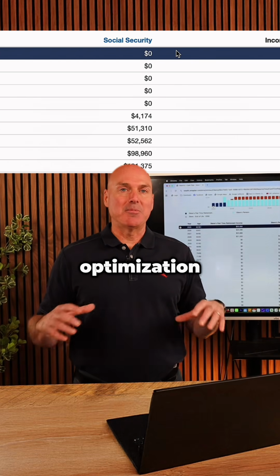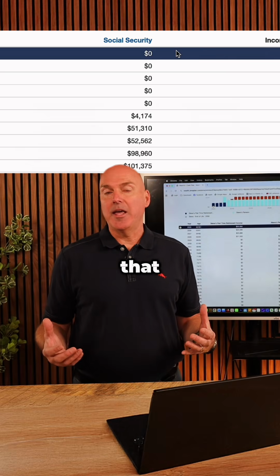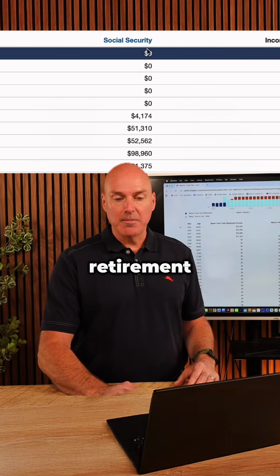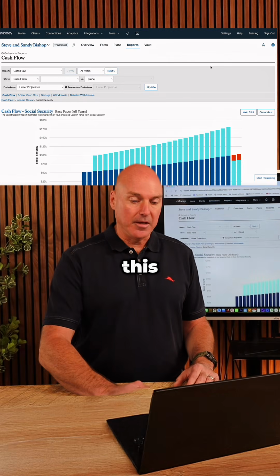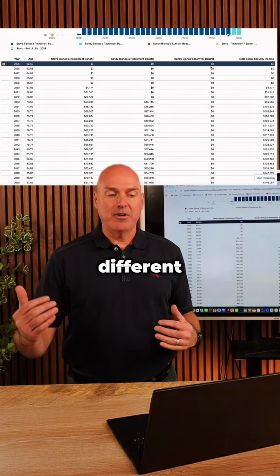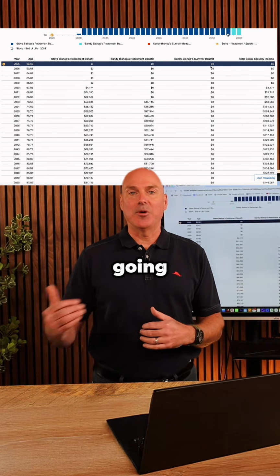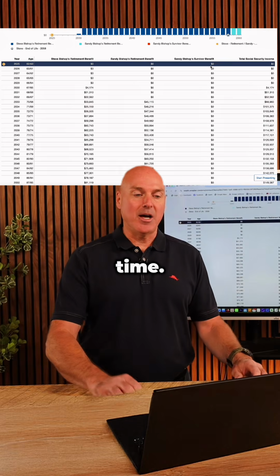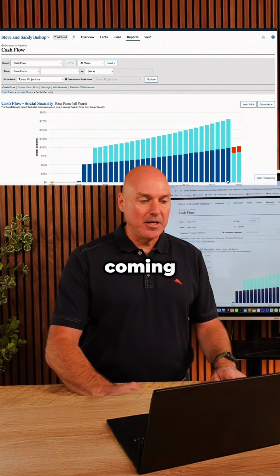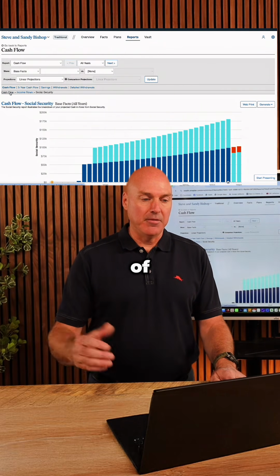We've already run the optimization analysis on this and determined that age 67 or full retirement age is the best age for them to collect this. And because they're 2 years different in age, that Social Security income isn't going to kick in at exactly the same time. So we're going to have this income coming in gradually in the early part of their retirement.